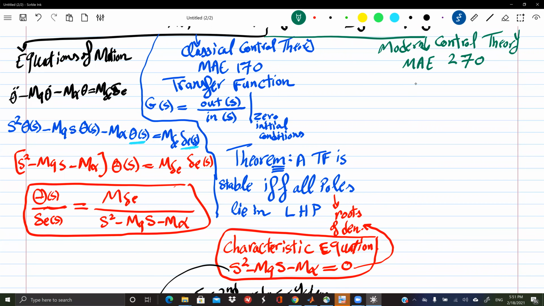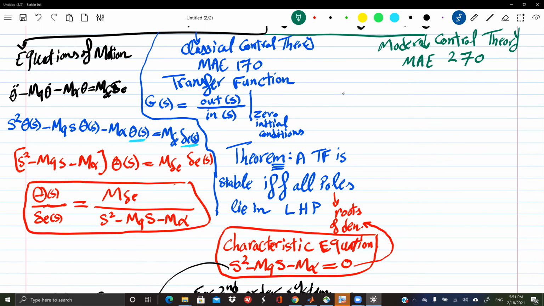Here, what is the language? What is the main representation? It's not in terms of transfer function. It's actually in terms of something called state space model. And again, you probably have seen it. What is the state space model? It's a special form of the equation of motion. So whatever form of the equation of motion, please turn it into this form. What is this form?